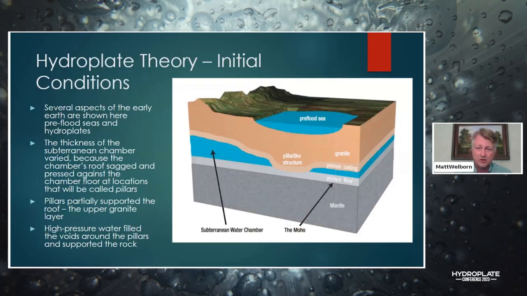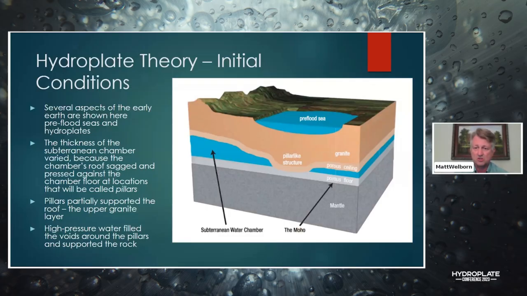There might have been pre-flood seas that were much smaller than today's oceans. But you can see that that's kind of the initial conditions of what we're going to talk about as the flood came and the rupture started and did all the activities that form today's oceans.